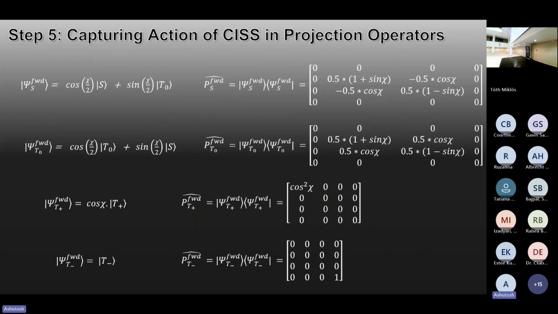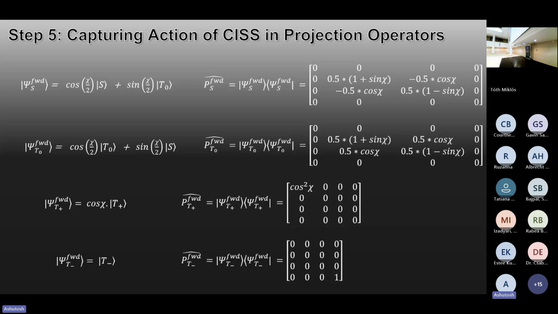So the action of CISS is captured in the projection operators that we use. We modify the projection operators a bit, where we add certain population to the down state while the forward path is going on. As you can see here, sin chi is added to the up down state, and sin chi similarly is subtracted from the down up state. Now, if you plug in chi equal to 0, you'll get the same singlet triplet projection operators. But this is to show certain bias towards the spin states while being transported.